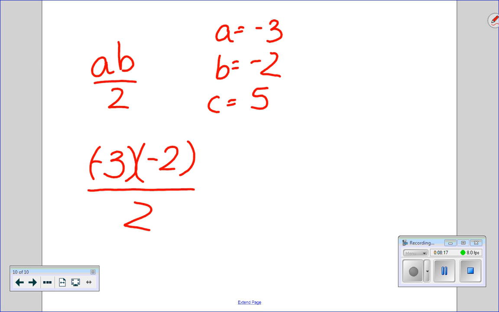I'm going to solve this top part first. Anybody know what it is? Yeah, Ella? Yep, this is 6. And then I'm going to divide by 2. You should have 3. Okay, so far so good? So far so good? Okay, we'll do some more examples so you have some more examples for yourself.